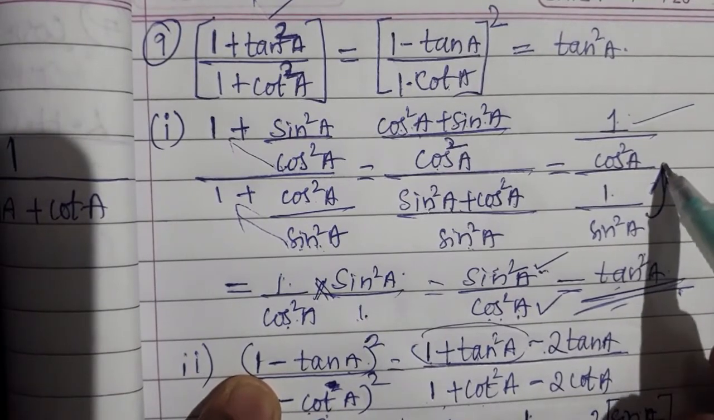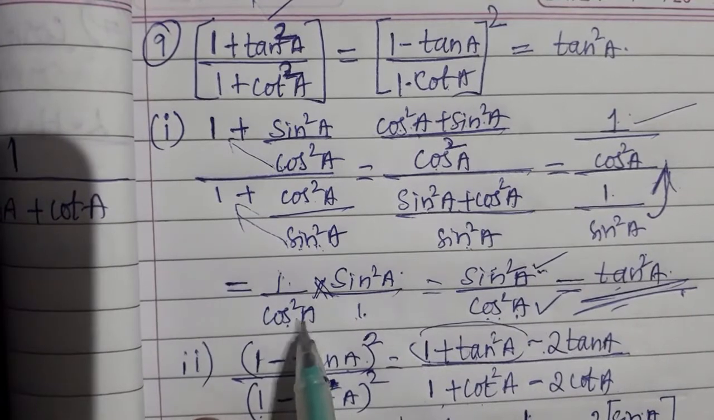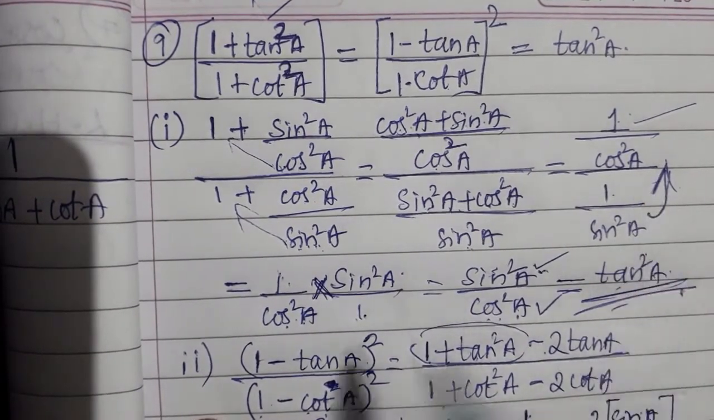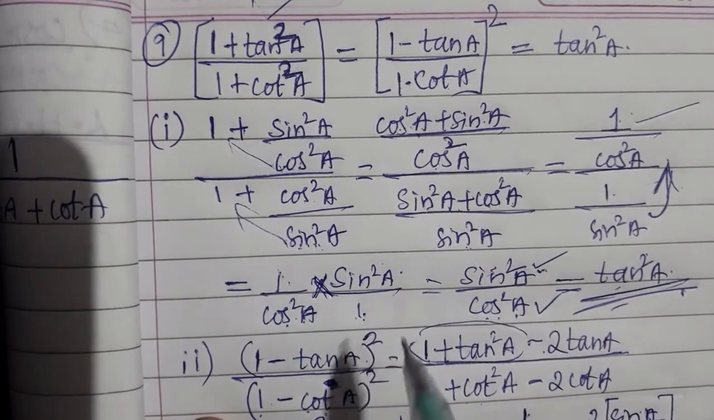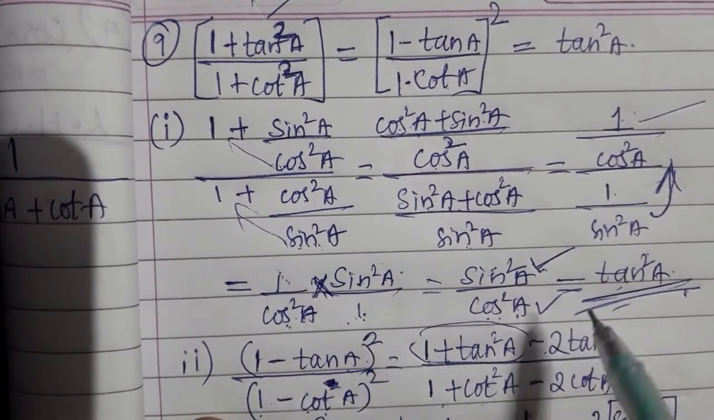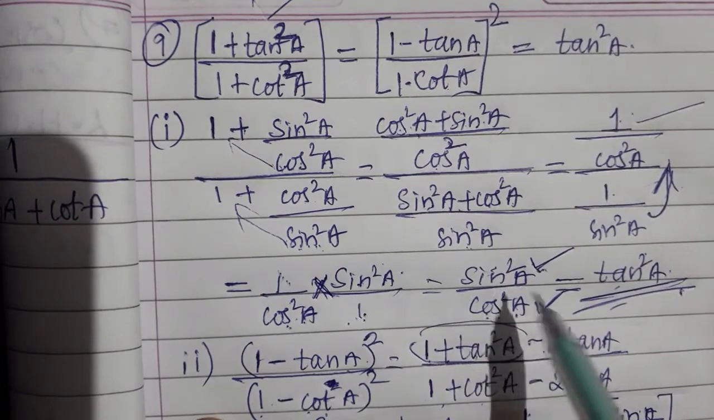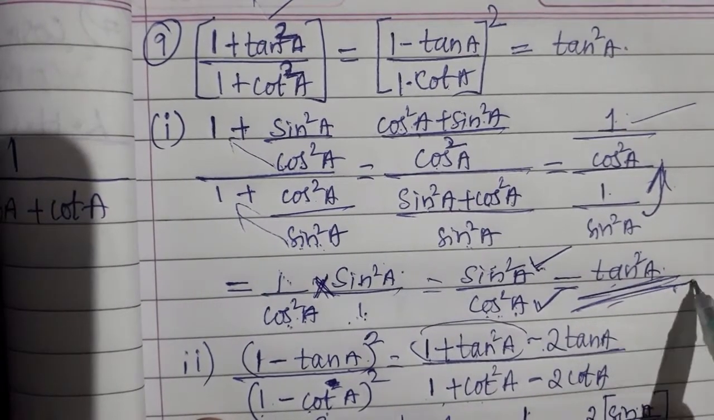Now take the reciprocal of the denominator. What is the numerator? 1 by cos²A into, when the denominator comes to the numerator, sin²A by 1. This is the reciprocal. Now 1 into sin²A is sin²A. Cos²A into 1 is cos²A. Sin by cos, we know it is tan. Because it is sin²A by cos²A, it will become tan²A.